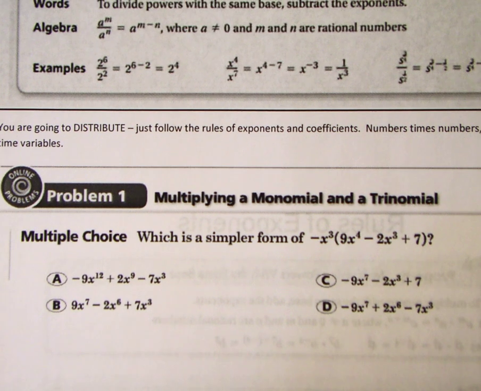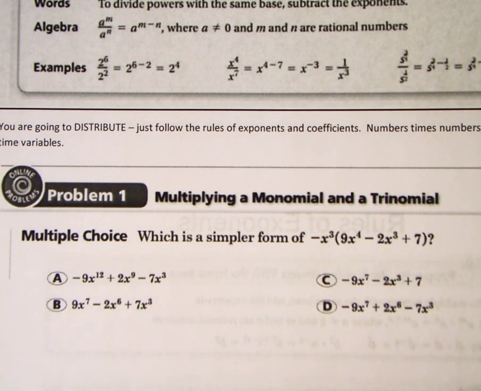Now today, in order to distribute and multiply polynomials and monomials together, you just have to remember you're going to do numbers times numbers and variables times variables. It's pretty simple as long as you remember your rules. Let's look at problem 1.